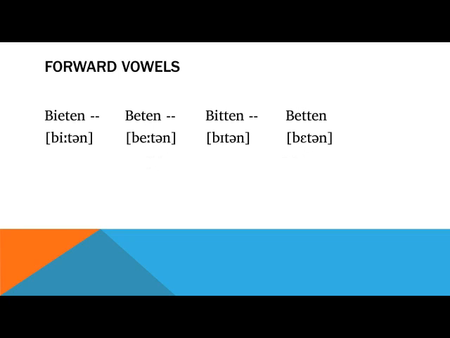Now if you want a real challenge, here we have the difference between all four vowels that we've just gone over. So E, E, I, E. So again, reading from the left to the right. Bieten, bieten, bitten, betten. If you want to have some fun, give that a try.